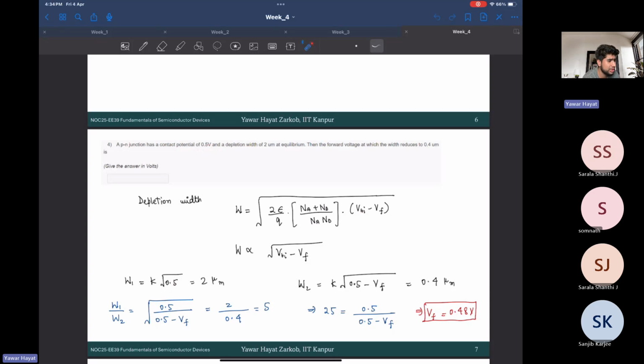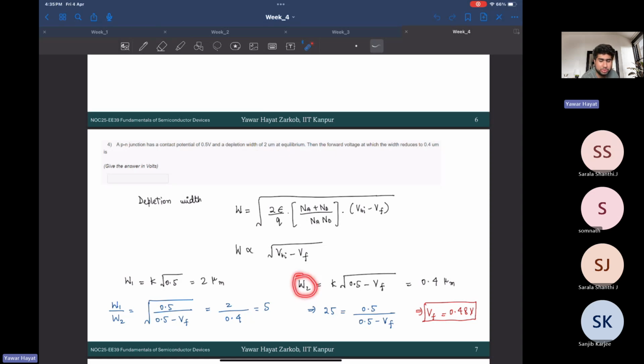So my depletion width under equilibrium is 2 micrometer, and it has to be in this form, K square root of 0.5. Why K? Because there would be some constant here. This constant is the square root of 2 epsilon by q times (Na plus Nd) by Na Nd. I hardly care about this. All I'm saying is it would be some constant K. And also here it would be 0.5 minus 0, that is 0.5. So my W1 is the depletion width in equilibrium, that is 2 micrometer, given in the question.